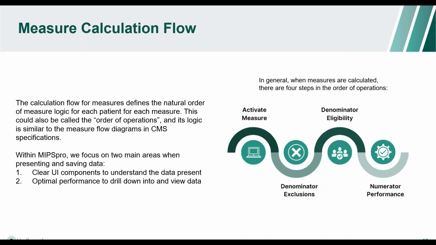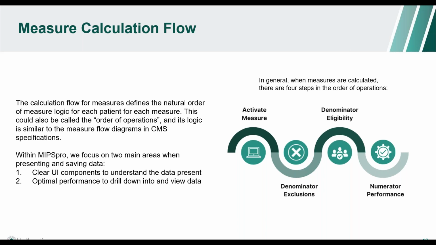First, we look for data that identifies a patient as being eligible for the measure. If we don't find data to indicate that a patient should be looked at for a specific measure, MIPSpro doesn't activate that measure. If we do find data to indicate a patient should be eligible, we then activate that measure and go through the subsequent steps. This is a way that we optimize both the user interface and the performance for the user. Next, we look for patients that have denominator exclusions.